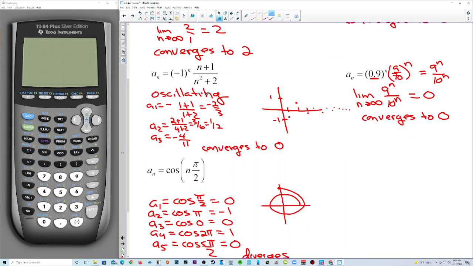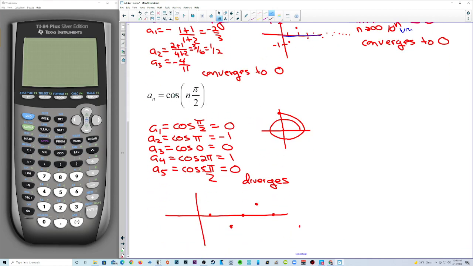This one is oscillating, but it's going negative 2/3, 1/2, negative 4/11. So that means it's getting closer. The amplitude is getting closer and closer to 0, even though it goes negative, positive, negative, positive. So this one converges to 0. The way you say this number is 9/10. So 9/10 to the n, right? So 9 to the n over 10 to the n. Well, now the bottom is the winner to infinity. So this fraction, as the limit as n approaches infinity, is going to 0.